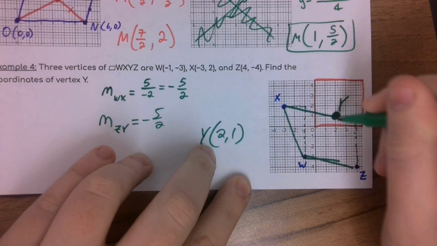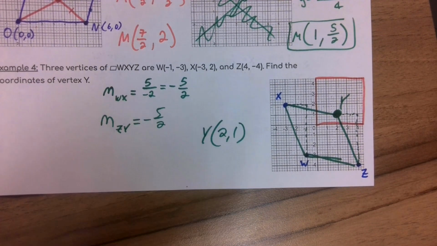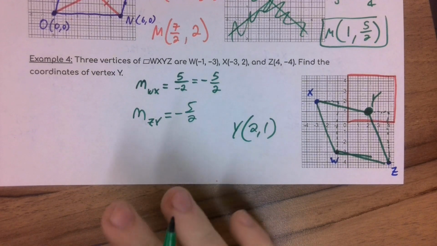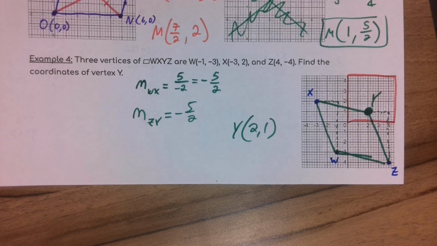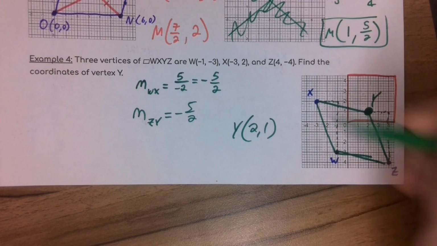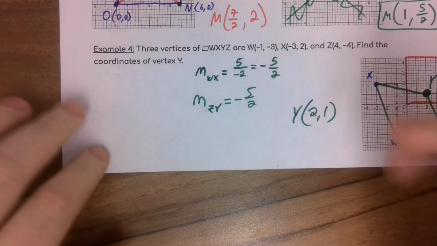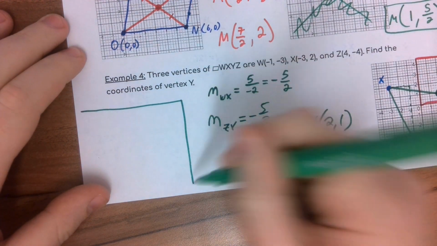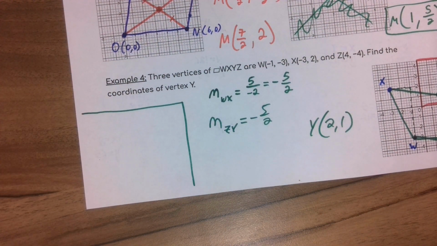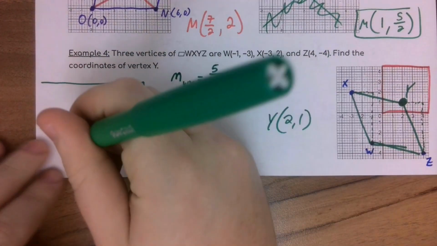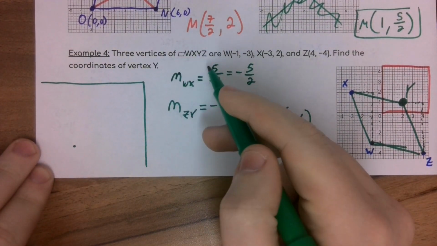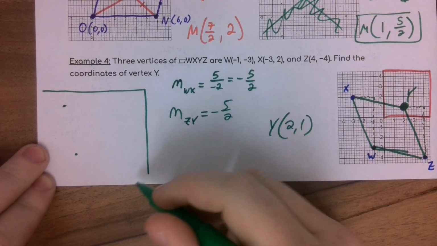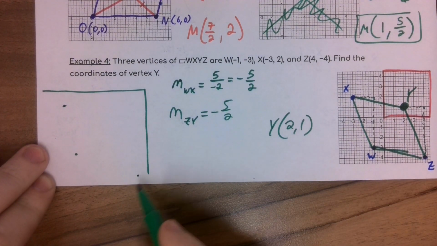So you can always use the slopes to find missing points. The one thing I'd like to mention with this is you can also do this in your head. The graph helps us visualize where the points are, but if you are really good at visualizing generally where points are in a space, you can sort of see what this parallelogram is going to look like. W is in the negative quadrant. X is going to be in quadrant 2. Z is going to be over here in quadrant 4.